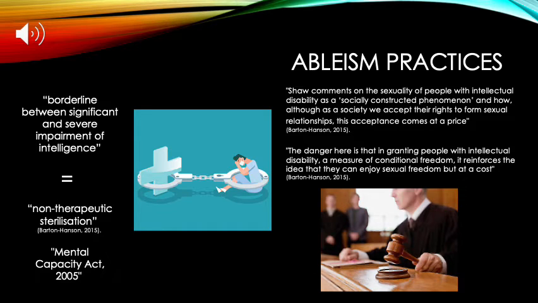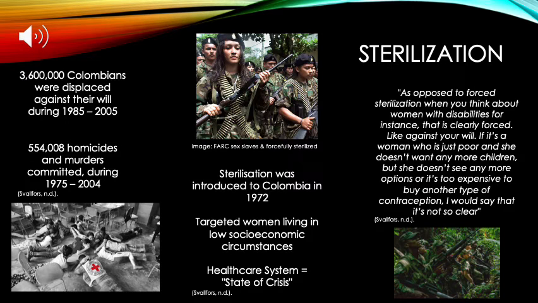The danger here is that in granting people with intellectual disability a measure of conditional freedom, it reinforces the idea that they can enjoy sexual freedom but at a cost. Whilst there may not be contemporary cases of mass sterilisation on disabled individuals, sterilisation still occurs, commonly in armed conflict zones. Altered fertility behaviour has been observed in many situations where armed conflict is present, both involuntary and forced practices.